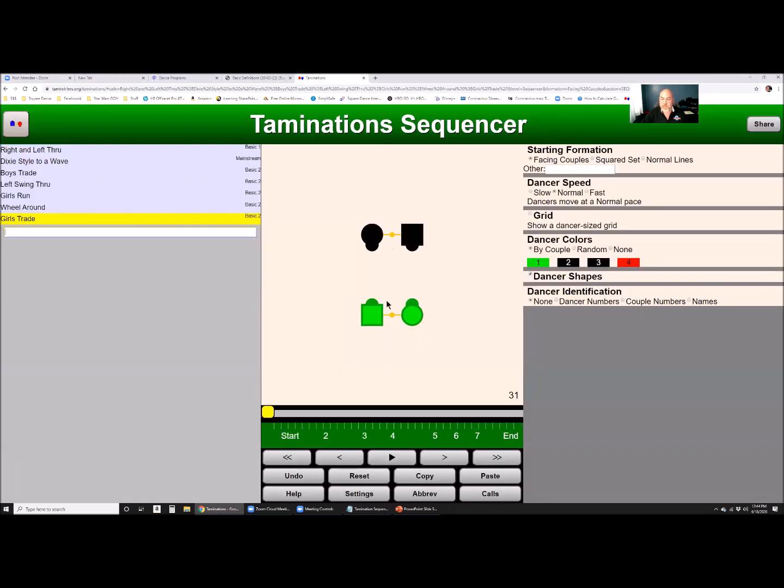All right, so the formation or the flow here is a right and left through. We're going to send her back Dixie style to a wave. Boys are going to trade in the middle. We're going to follow that up with a left swing through. And then I'm going to pause for a second.